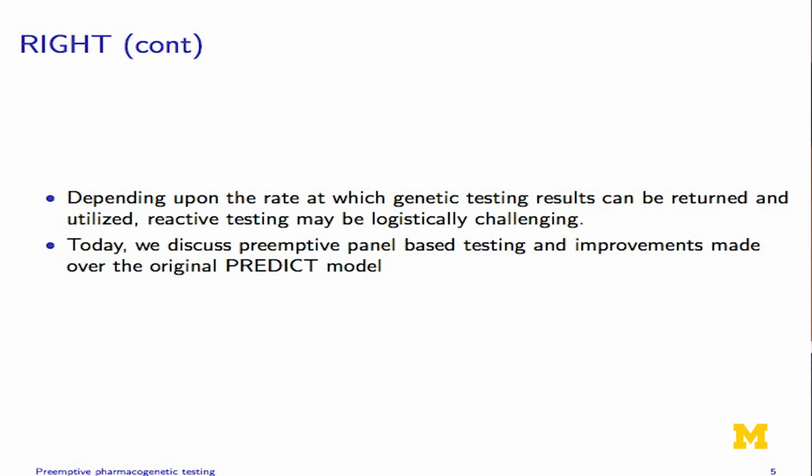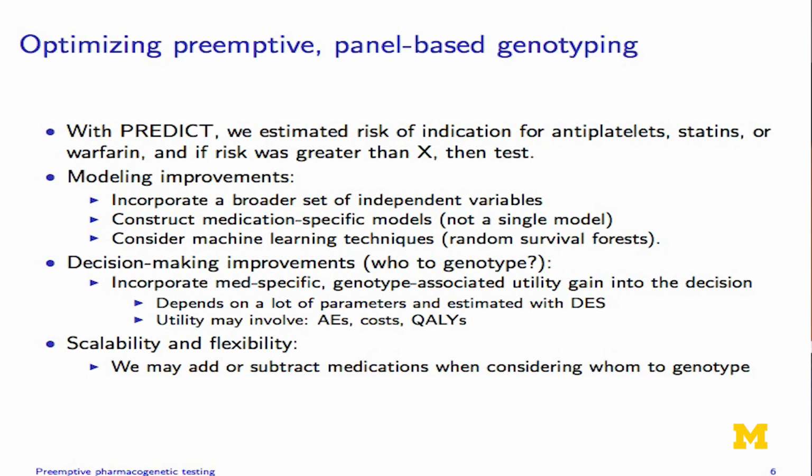So now, depending on the rate at which genetic testing results can actually be returned, like in real time, and utilized, a reactive strategy can be logistically challenging. So I'm going to continue to focus on, at least for today, preemptive panel-based testing and improvements that we've been making over the original PREDICT approach. So with PREDICT, we estimated the risk of having an indication for one of these 3 medications, and if that risk was greater than some number, we said, do a genetic test.